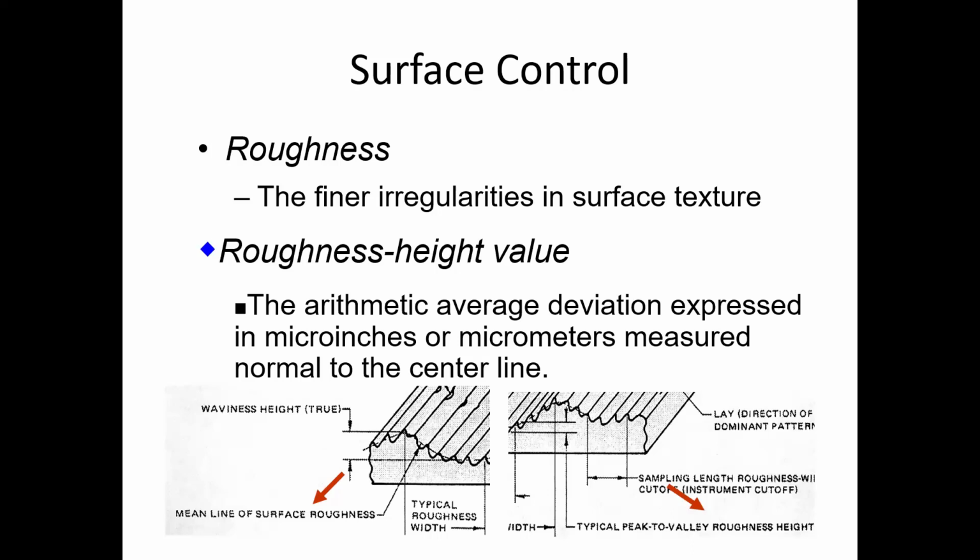And what we're trying to do is specify the amount of that irregular surface variation that we can have. We're going to call that roughness height value, which is the average of the deviation in microinches or micrometers along that line that's kind of outlined through the center of those peaks and valleys. So it's just the average of those peaks and valleys. And the smaller that number is, the smoother our surface is, right?